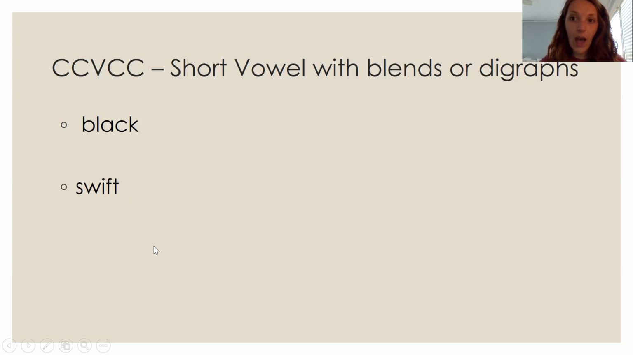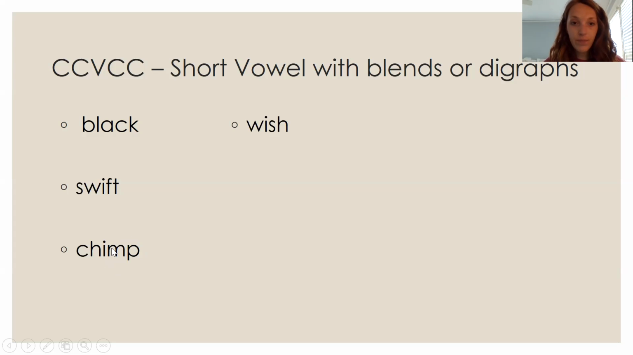Swift. Where's our vowel in swift? Swift. F and T are 2 consonants that are closing in my vowel. This one is chimp. Where's our vowel? Our vowel is I, and I is making a short vowel sound because it has these 2 consonants closing it in.